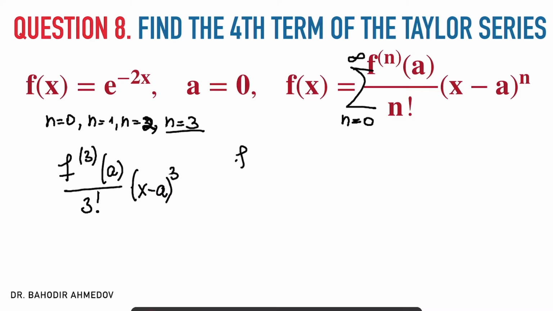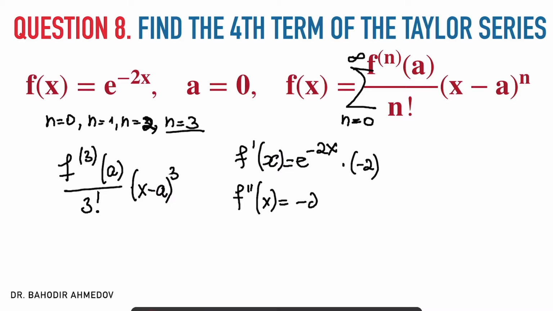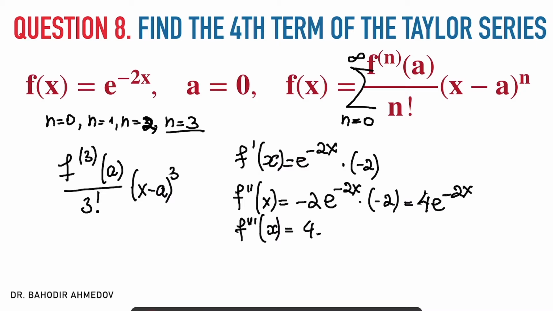The first derivative of the function is going to be equal to e to the power of minus 2x times the minus 2. The second derivative of this function is going to be minus 2 e to the power of minus 2x times minus 2 again, according to the chain rule. That's going to be 4 times e to the power of minus 2x. So the third derivative is going to be, minus 2 comes down, 4 e to the power of minus 2x times minus 2, and that's going to be minus 8 e to the power of minus 2x.